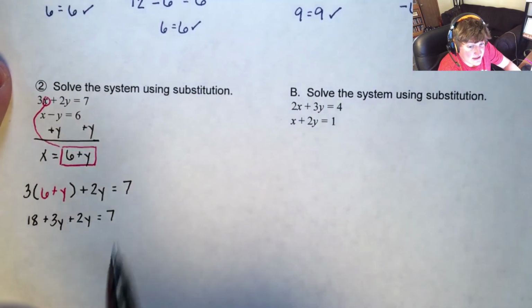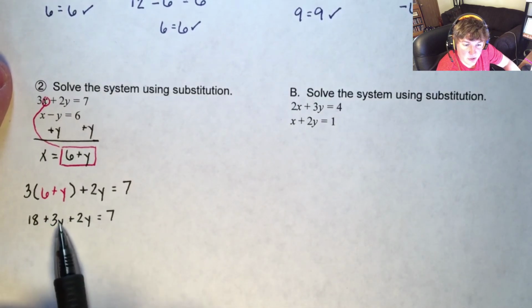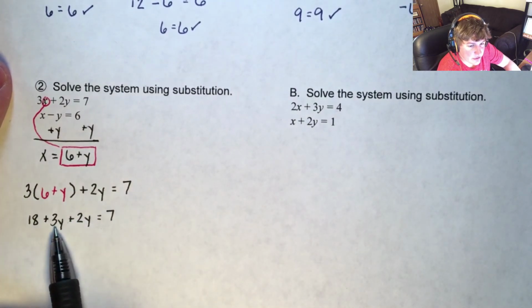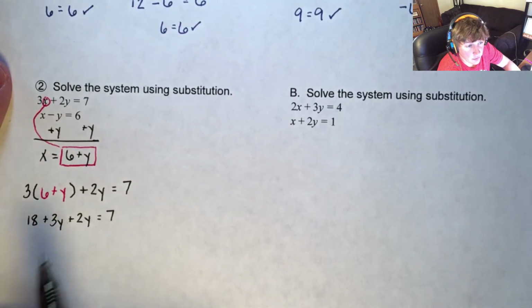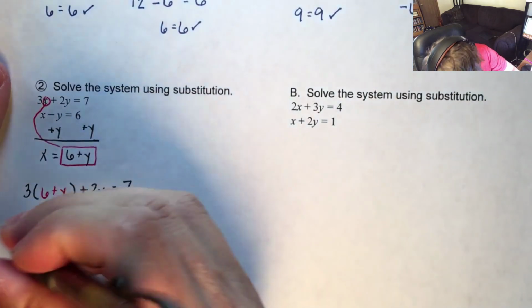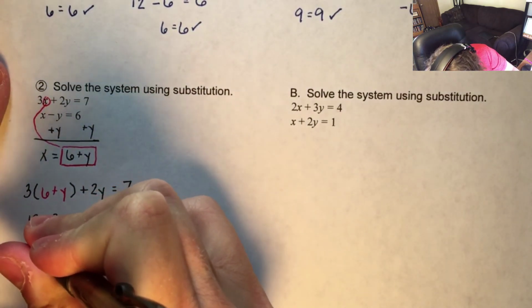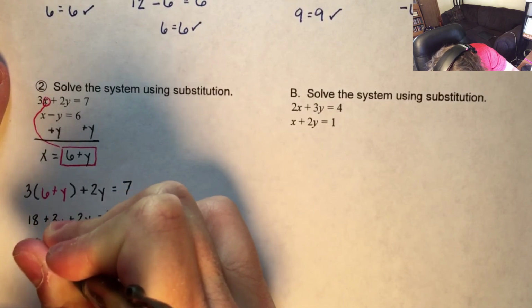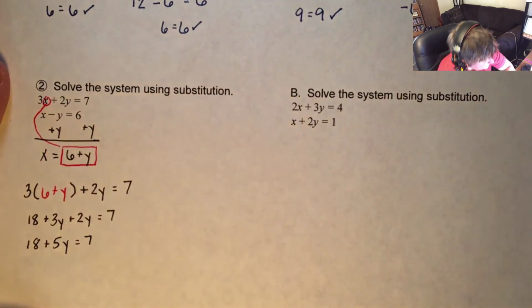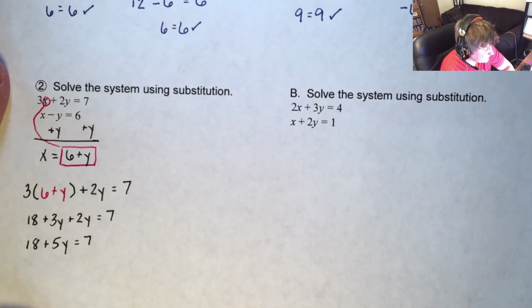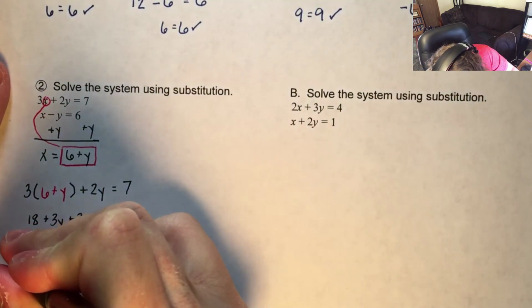Okay, so then the next thing I'm going to have here is I have a 3y and a 2y together. So 3y and 2y together, well, they're both positive, so I can simply add. Those are going to combine together into 5y. Okay, and so at this point here, I'm just going to need to subtract 18.